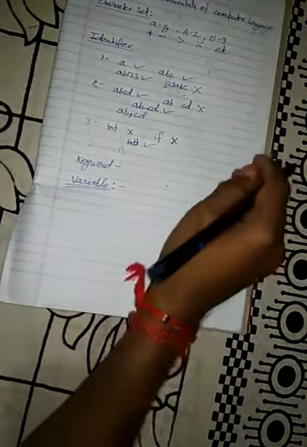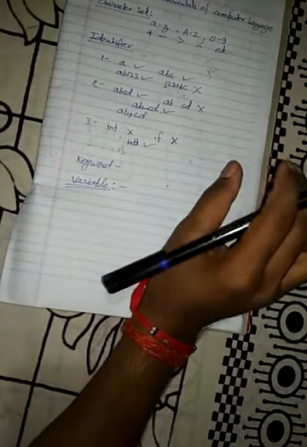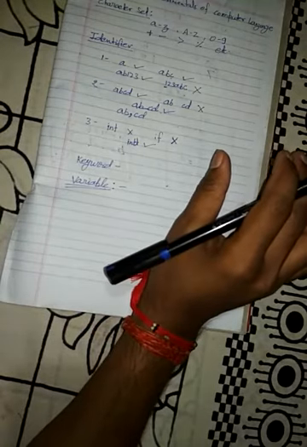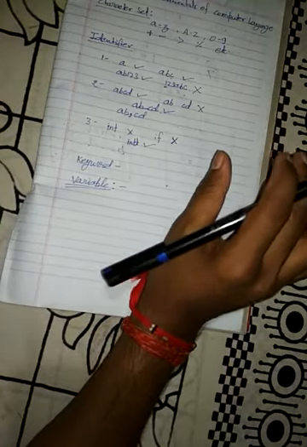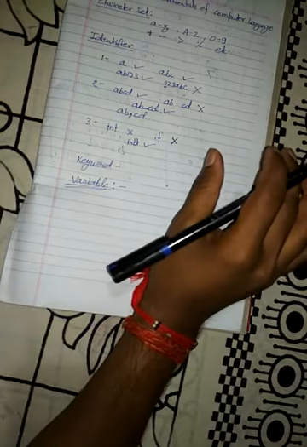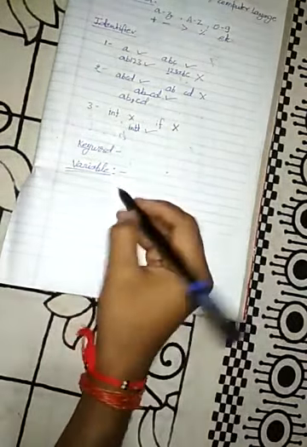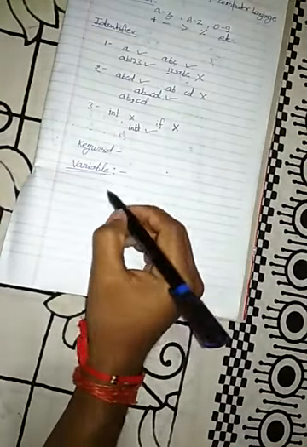Variable is a temporary memory location. You can write the point: variable is a temporary memory location that is used to store value temporarily. Okay, what is this variable? Let me tell you. As I have said, variable is a temporary memory location.